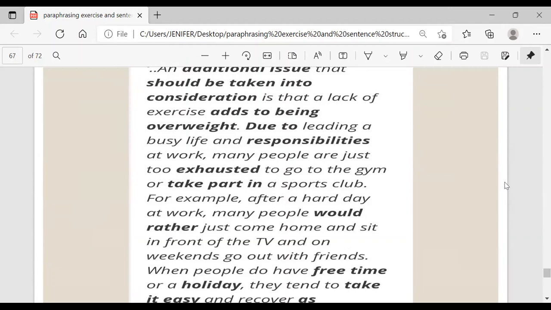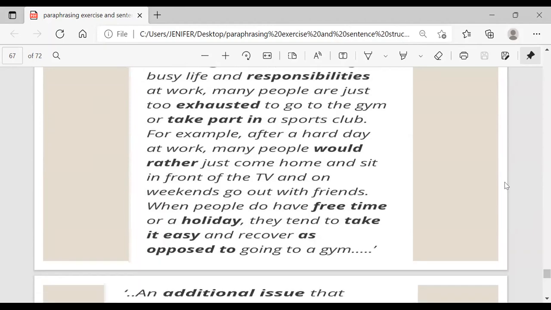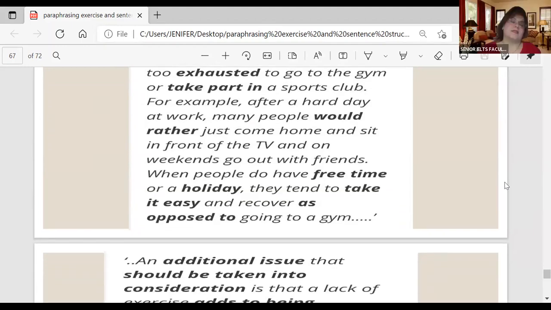An additional issue that should be taken into consideration is that a lack of exercise adds to being overweight due to leading a busy life and responsibilities at work. Many people are just too exhausted to go to the gym or take part in a sports club. For example, after a hard day at work, many people would rather just come home and sit in front of the TV, and on weekends go out with friends. When people do have free time or a holiday, they tend to take it easy and recover as opposed to going to a gym. Excellent.